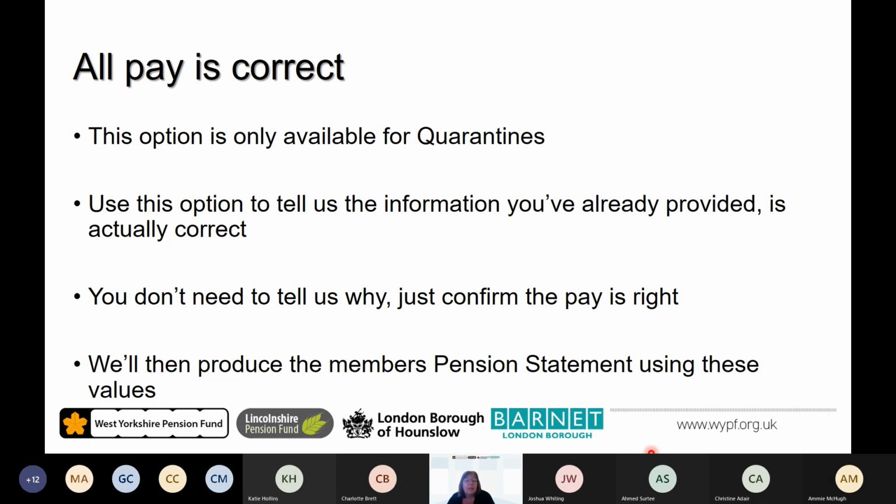Right, all pay is correct. This is only available on quarantines, and mostly I would think it will be your apprentices because their pay looks low and it's pulled it out. There may be one or two other reasons why the pay looks different but is actually correct. All you need to do is tell us that it's right. You don't need to explain why. And as soon as we've got the quarantine submitted to us, we'll be able to go ahead and produce the statements.